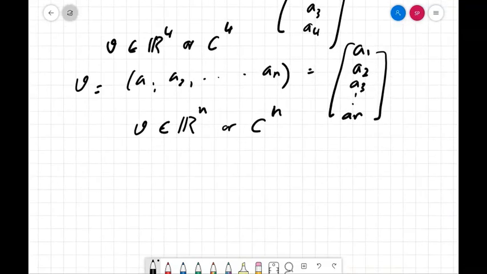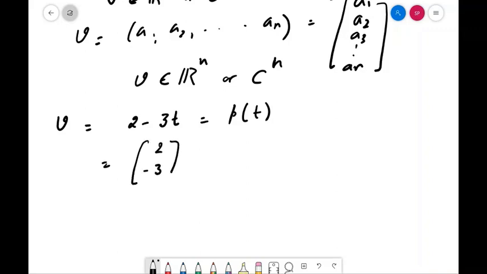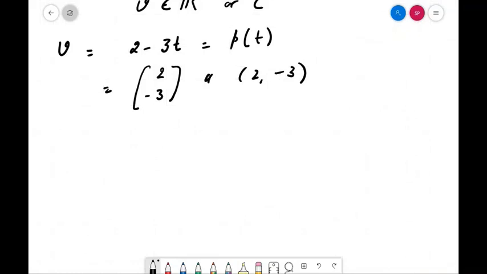Right? Now, are these the only vectors? We can even have, suppose I take a polynomial, suppose 2 minus 3t. It is a polynomial in t. We all know it is a linear polynomial, a first degree polynomial in t. Then I can even represent it as a vector (2, -3). Now this is also a vector for me. It is a vector in the set of all polynomials.